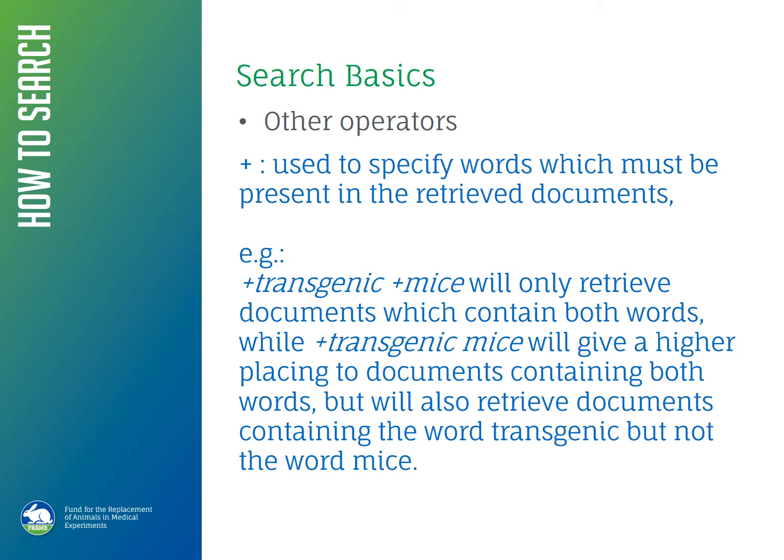A number of other operators are commonly permitted by search engines and can be used to refine searching carried out in the simple search mode. The most useful of these are the plus sign, which can be used to specify words which must be present in the retrieved document. For example, plus transgenic plus mice will only retrieve documents which contain both words, while plus transgenic mice will give a higher placing to documents containing both words, but will also retrieve documents containing the word transgenic but not the word mice.